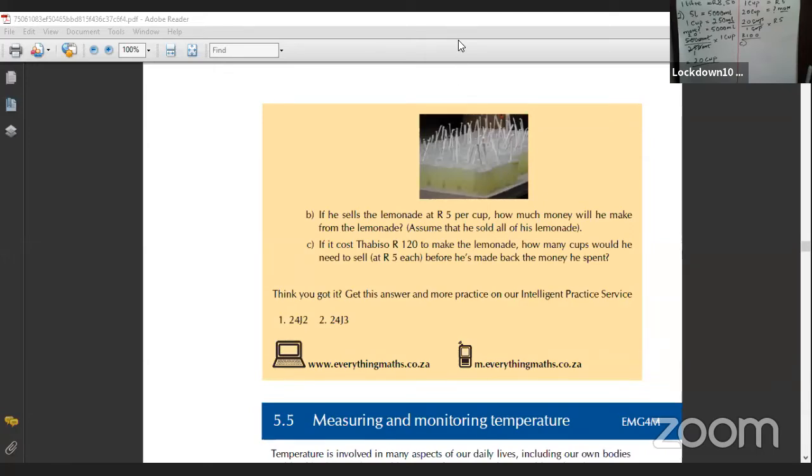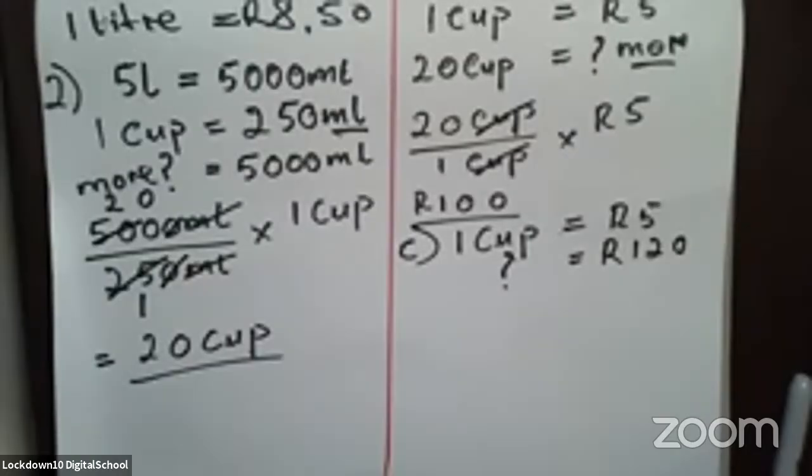Okay, guys, this is how we do it. So what are we saying? We are saying one cup is equal to how many rand? Is equal to 5 rand. How much do we need to make? We need to make 120 rand. This is the question. We need to make 120 rand.